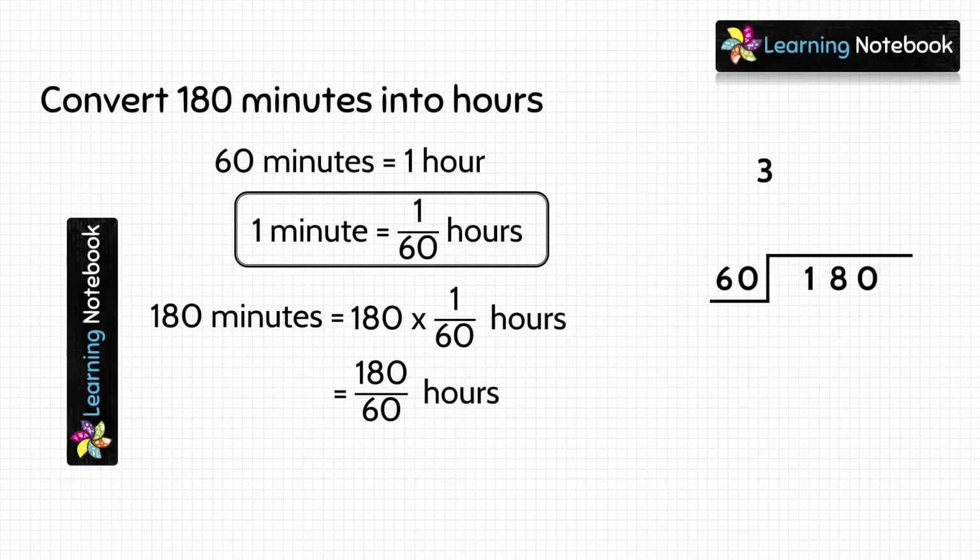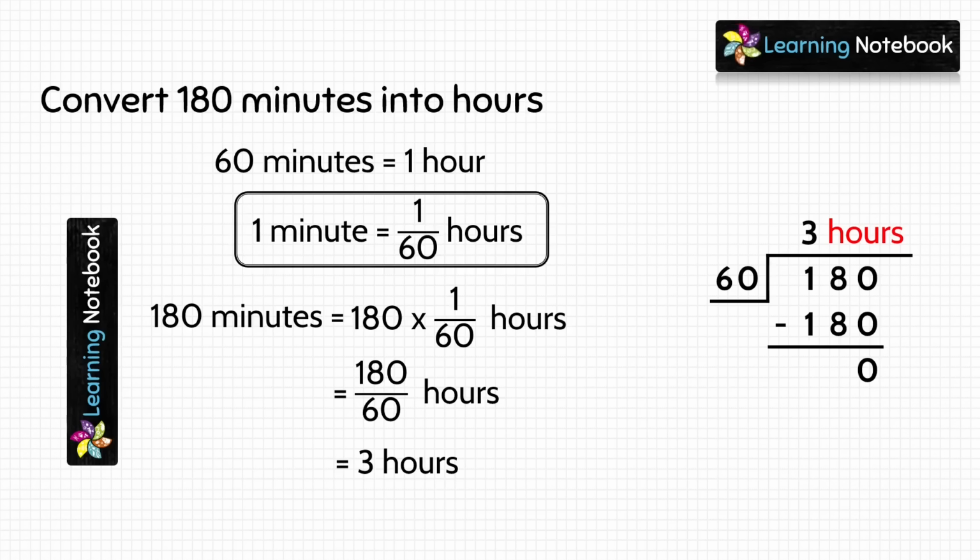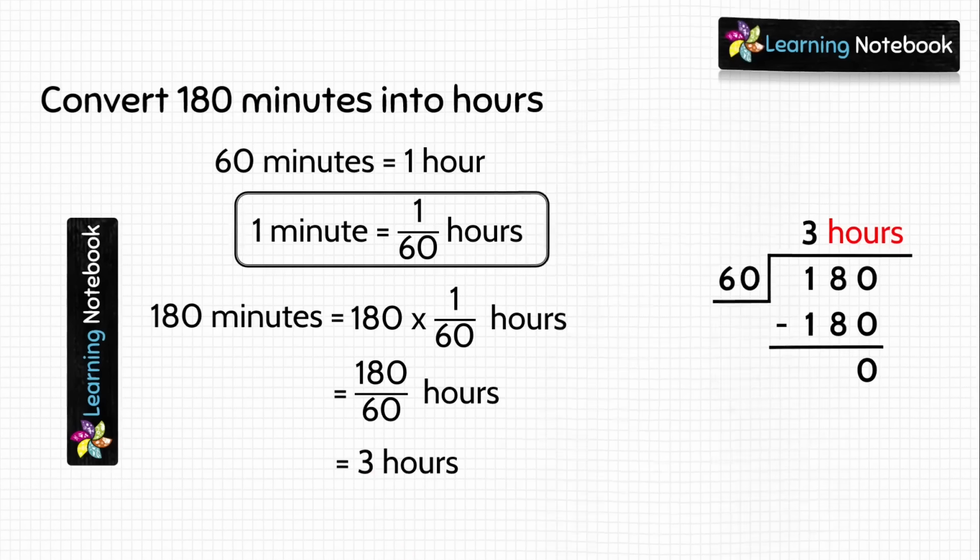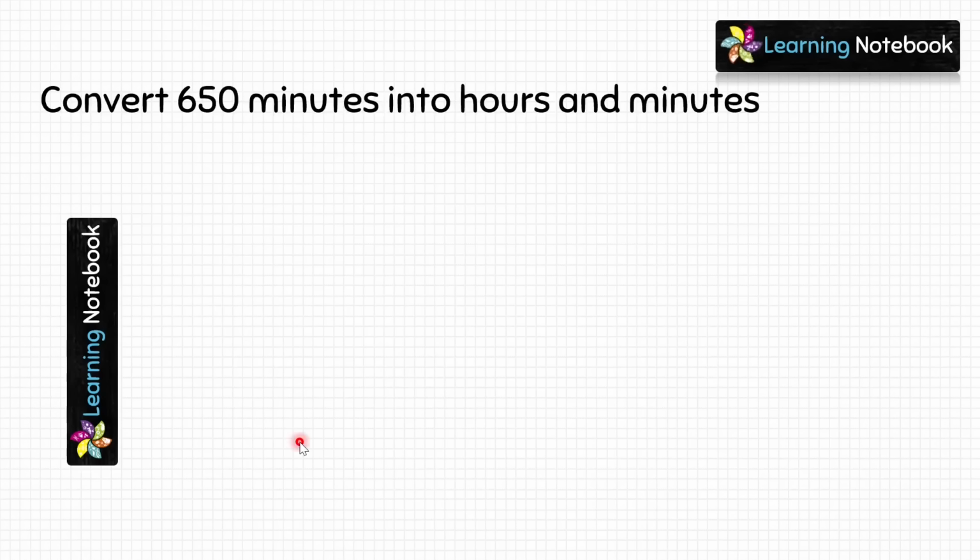60 into 3 equals 180. And 180 minus 180 equals 0. So our answer is 3 hours. So we have converted 180 minutes into 3 hours. Let's move to the next question.